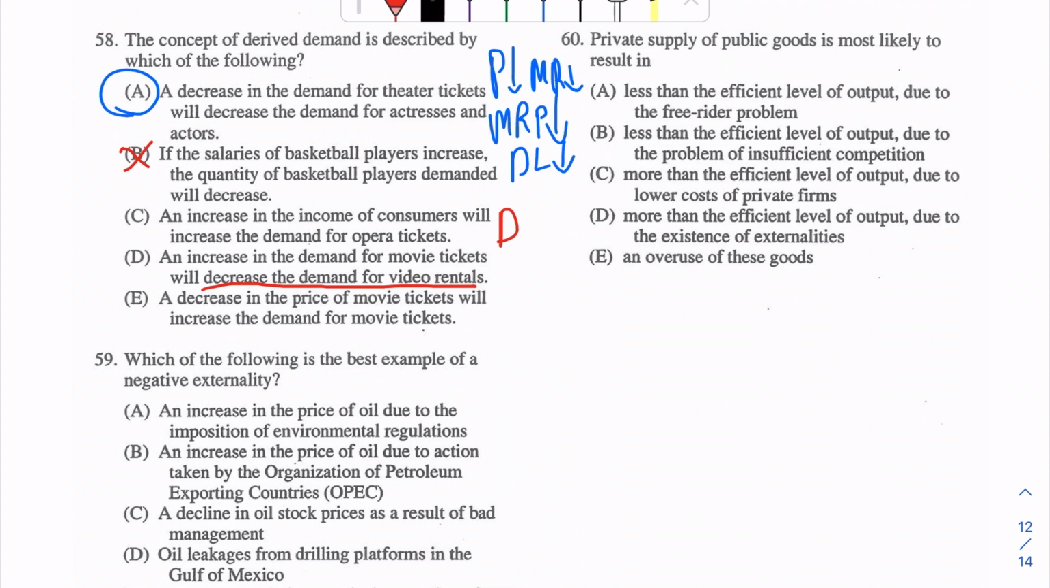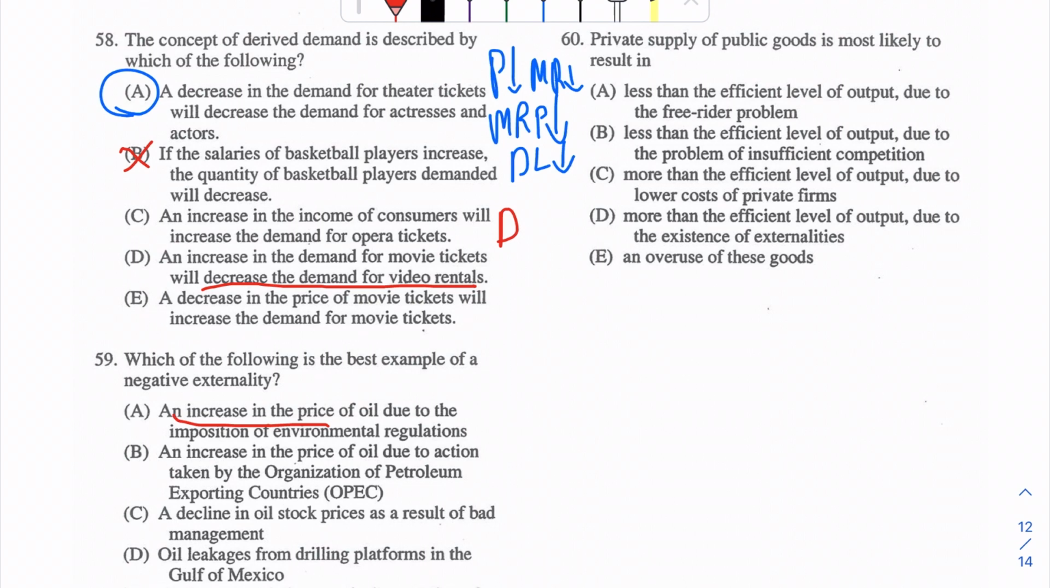So 59. Which of the following is the best example of a negative externality? We need the one where you have extra cost of doing something. So an increase in the price of oil due to the imposition of environmental regulations. That specifically is not the negative externality, because all we're talking about is the increase in price. That is how we could reduce the negative externality, but that is not the negative externality. An increase in the price of oil due to action, again, right? That's not the negative externality. That's just an increase in price.